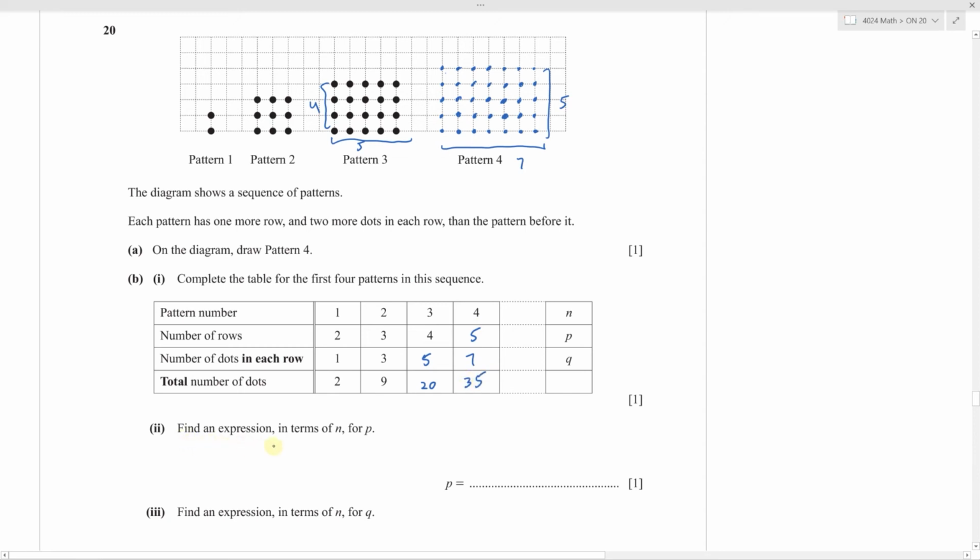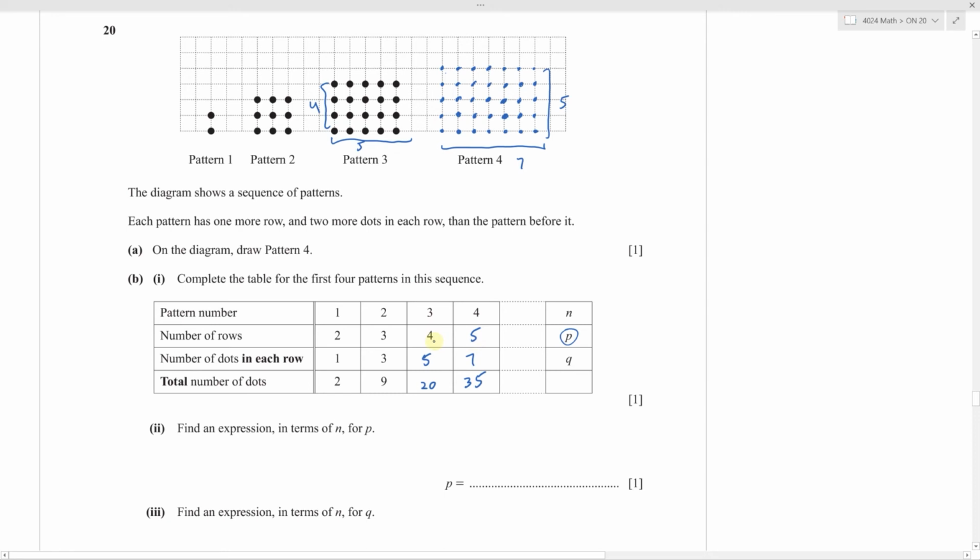Part 2 is find an expression in terms of n for p. So what is p? P is the number of rows in your nth pattern. So if you look at pattern number 1, you have 2 rows. Pattern number 2, you have 3 rows. Pattern number 3, you have 4 rows. Pattern number 4, you have 5 rows.